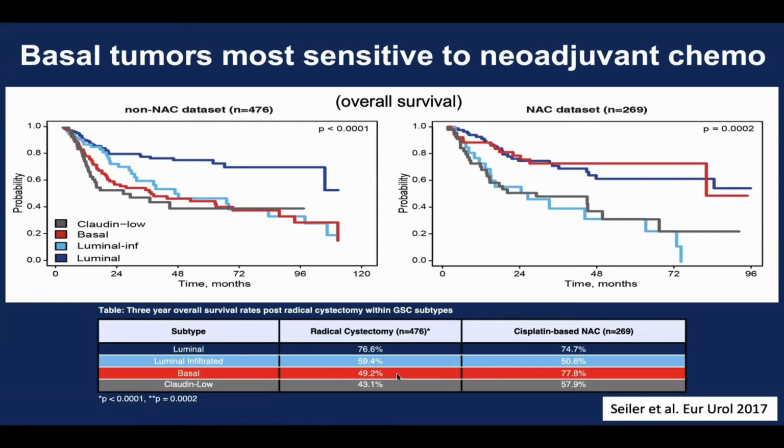And you can see this with the actual numbers. The luminals are identical. This is 3 years overall survival, around 75% with or without chemo. And the luminal infiltrated actually go down a little bit. I mean, you have to be very careful with these comparisons, multiple cohorts, different studies, et cetera. But from about 60 to 50, basal goes from 50 to 77, claudin-low, 43 to 58. So you see differential impact of treatment in different subgroups. So these are truly predictive biomarkers.